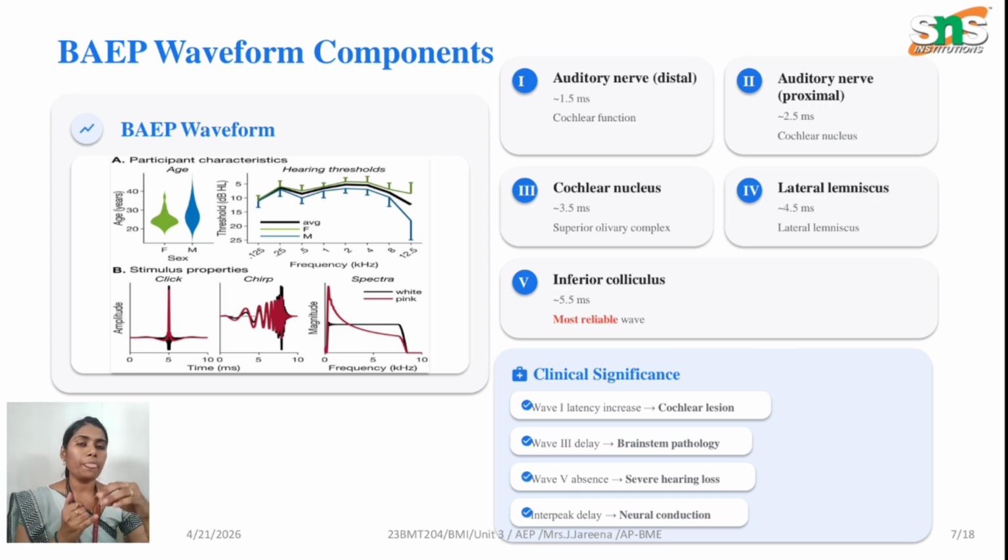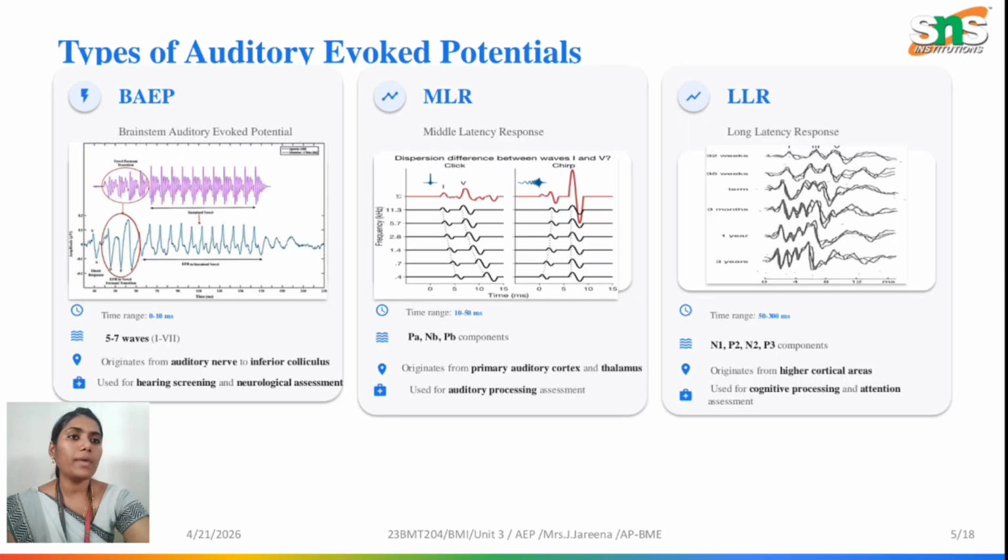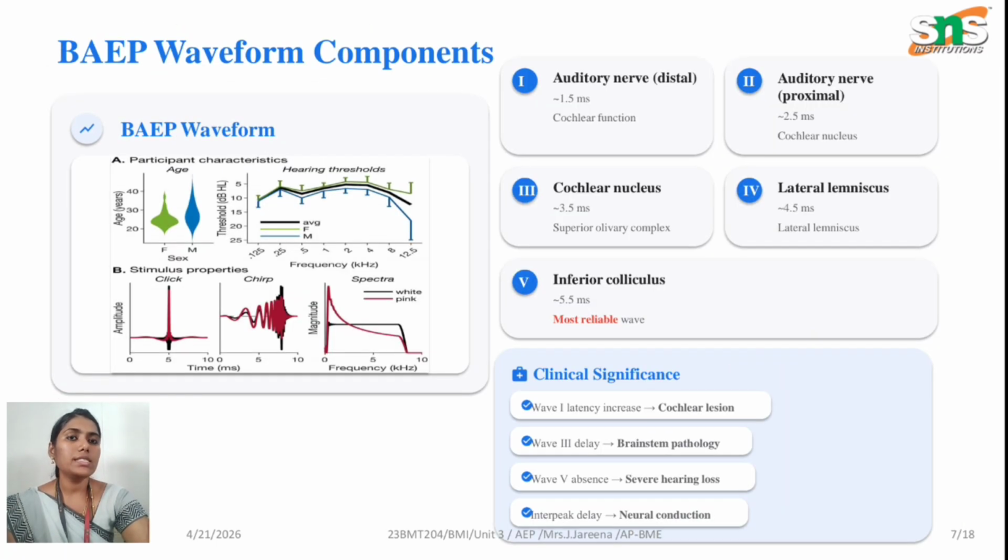Here we have different locations in the auditory tract that we can monitor. One is the auditory nerve, distal and proximal, then the cochlear nucleus, the lateral lemniscus, and the inferior colliculus. So these are the areas. In the previous slide's diagram you can see these particular parts. Here you can see the different parts. These are the parts we can easily visualize as different components in the BAEP waveform.